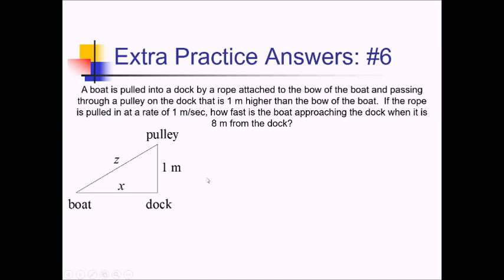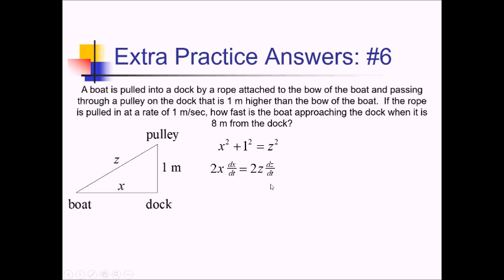I need an equation that ties all of this together, and then I need to take the derivative with respect to time and plug things in and sort that out. So a good equation to use here, since we've got a triangle, Pythagorean theorem would help us out. This is going to be a right triangle. So we have x squared plus 1 squared equals z squared. And then taking the derivative of this with respect to time, we've got 2x times dx over dt, because x is a function of time. Derivative of 1 squared is going to be 0. Derivative of z squared, that's going to be 2z times dz over dt.